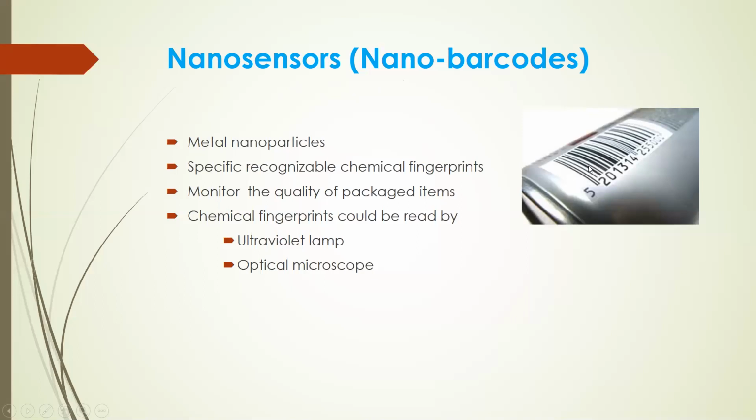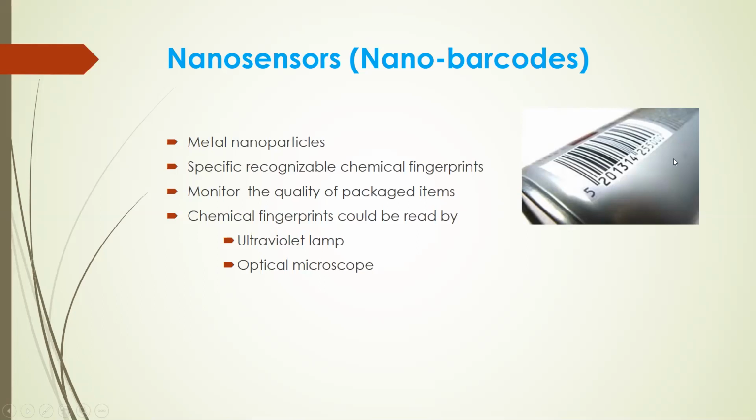So we would be able to read these fingerprints. The function of these nano barcodes would be to specifically recognize chemical fingerprints. These would be chemical fingerprints that were actually made by metal nanoparticles, right? So what would these chemical fingerprints do? They could specifically detect if there is any type of odor change, if there is any type of biological contamination, if there is any type of taste change that has been produced inside the food items.